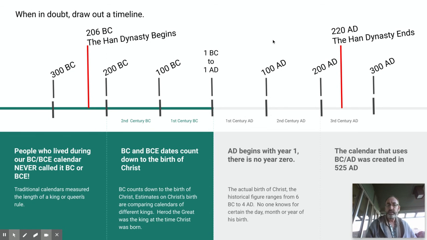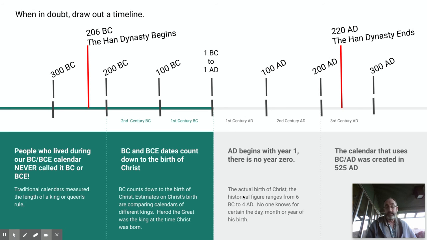Now, a couple of things before we get to the timeline, because I have the Han here to there. That's how long they lived. Before I get there, though, people who lived in the BC or BCE calendar never called it BC or BCE. Again, traditional calendars measure the lives of rulers, the kings. BC dates count down to year one. AD dates count up from year one. There is no year zero. Right here it says no year zero because it goes down to 1 BC. Christ is born, and now you're in the first year of Christ. That birth, that turning point in Christian history, is the turning point in the calendar.